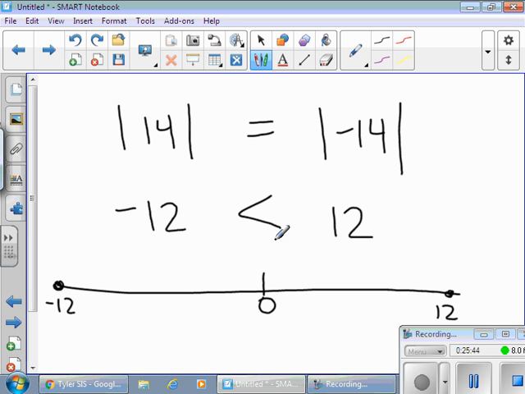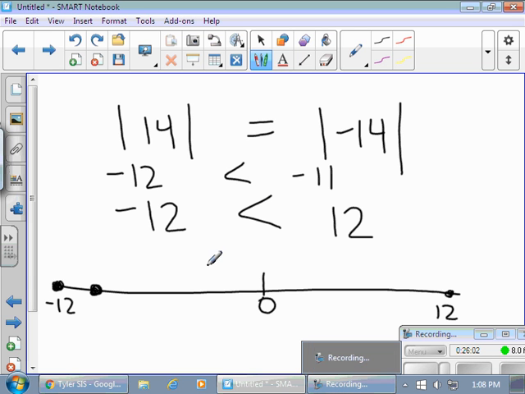So that's less than. Now, I could give you two negatives. I could say negative 12 is what to negative 11? Here's negative 12. Here's negative 11. Negative 12 is less than negative 11. So whatever is more to your left is smaller. Okay? All right, let's pause for a minute again.